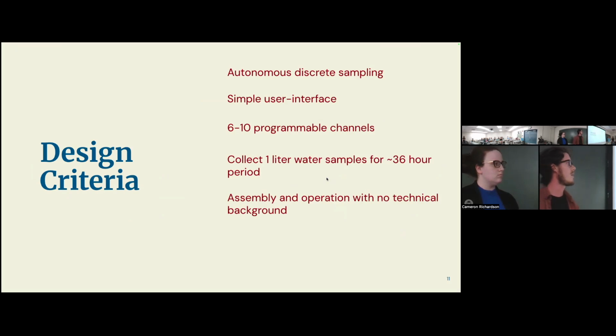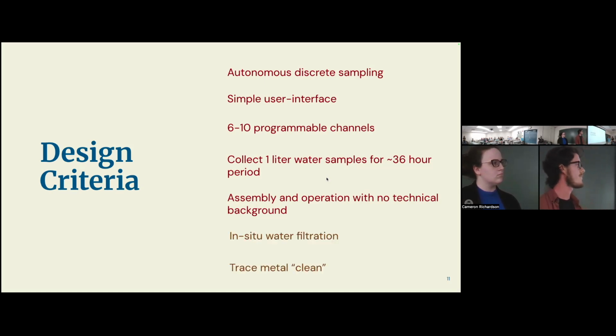We were presented, through a couple of meetings with the PIs, the following design criteria. They had a couple of musts: autonomous discrete sampling, a simple user interface for people to interface with the sampler, multiple programmable channels, the ability for the sampler to collect 1 liter samples for 36-hour periods, and for the sampler to be easy to assemble and operate with no technical background.